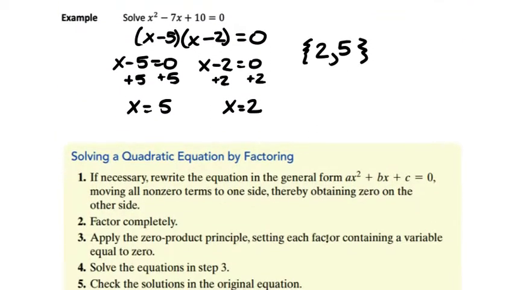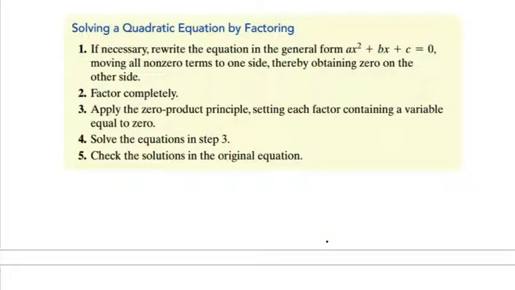So a general process for solving quadratic equations by factoring. The first step is that you need to have one side of the equation equal to 0. If that's not the case, you need to move the terms around to get 0 on one side. Step 2 is to factor completely. And then step 3, you set each factor equal to 0, and that's using the zero product principle. And then step 4, solve each equation. Step 5, if you want to, you can check your solutions by plugging them into your original equation.